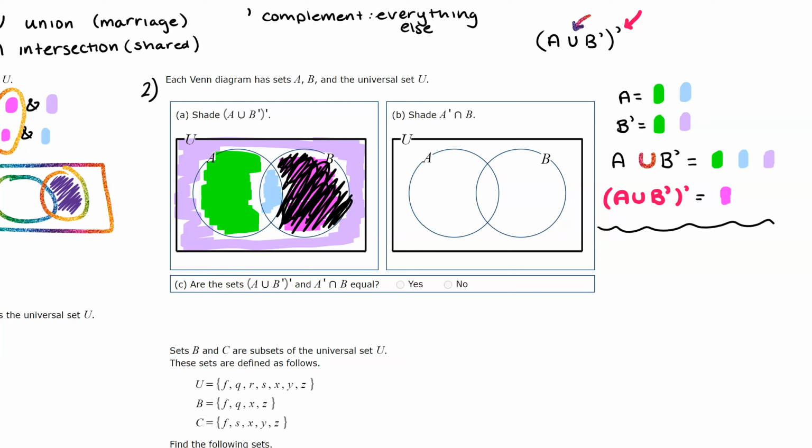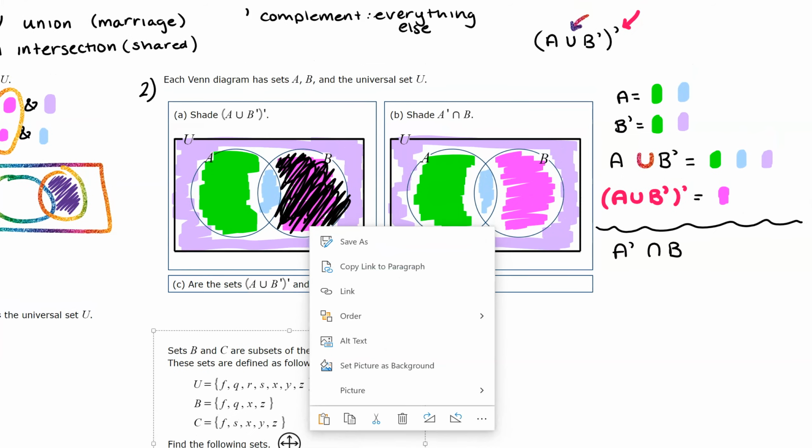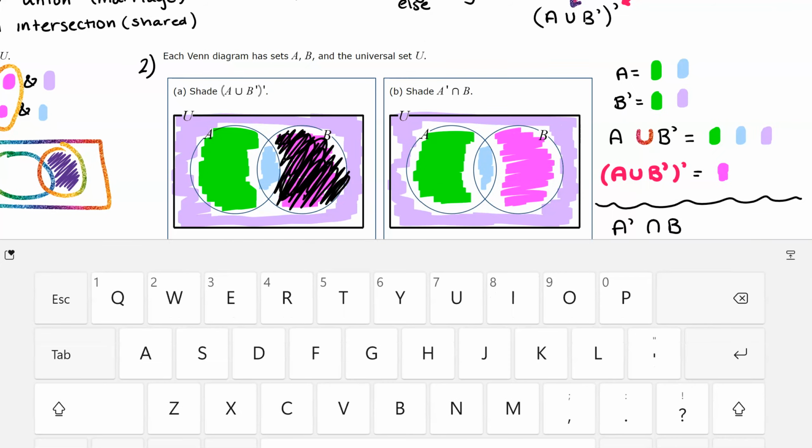Now, let's do the same idea with part B. A complement intersect B. So again, let me color my rooms so you know what I'm talking about. Green, blue, pink, and purple. You can tell I teach this a lot because I have all these highlighters in my palette. Anyway, okay.